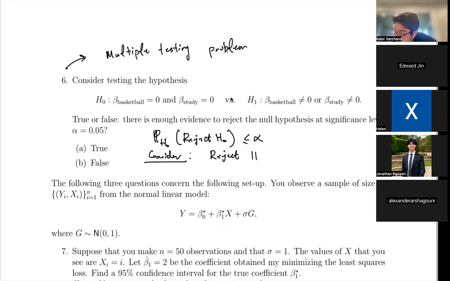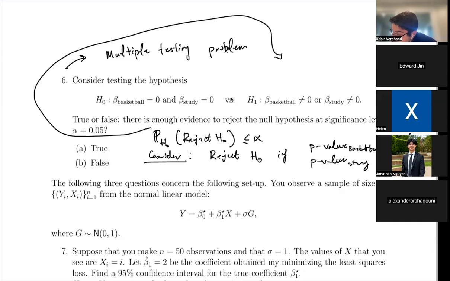We can reject H naught if p-value basketball is less than or equal to alpha over 2, or p-value study is less than or equal to alpha over 2. So what we've done is we've reduced the significance level of each of these to something much smaller, alpha over 2, and now our testing procedure is going to reject if either of these things holds. Now, this gives type 1 error control. Why does it give type 1 error control?